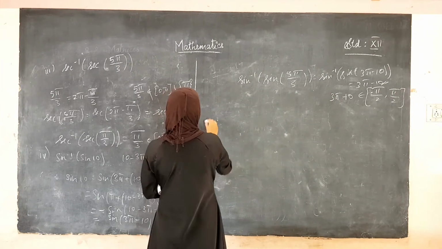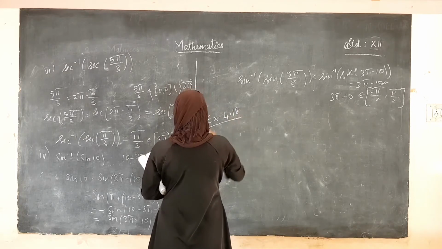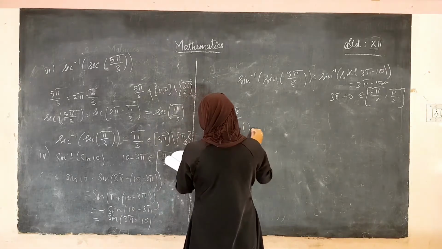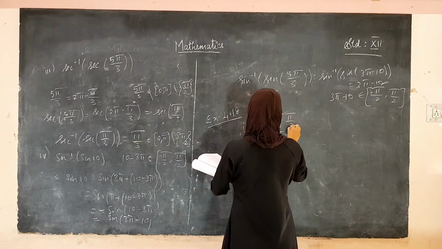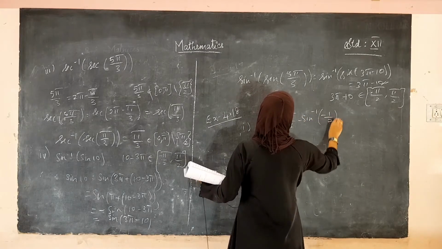Now let us move on to the next example. Example number 4.18. We have to find the values of, first one is sine of pi by 3 minus sine inverse of minus 1 by 2.